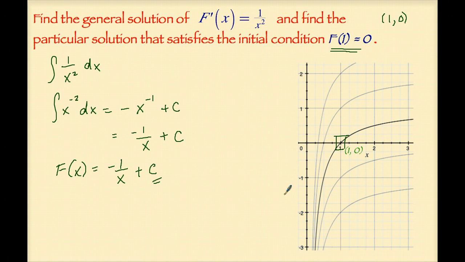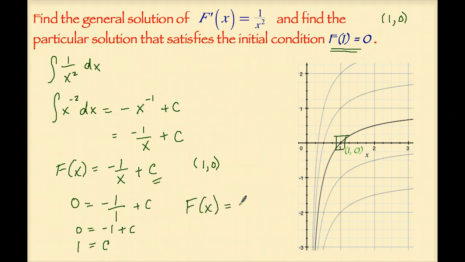That initial condition will allow us to now select a particular curve from the infinite number of curves in that general solution. So the point (1, 0) means that the x value is 1, the function value or y value is 0. Let's use that in this general solution to specifically determine a c. 0 is equal to negative 1 over 1 plus c, which means 0 equals negative 1 plus c. Therefore, c has to be 1. That means the specific solution that we're looking for will be negative 1 over x plus 1.